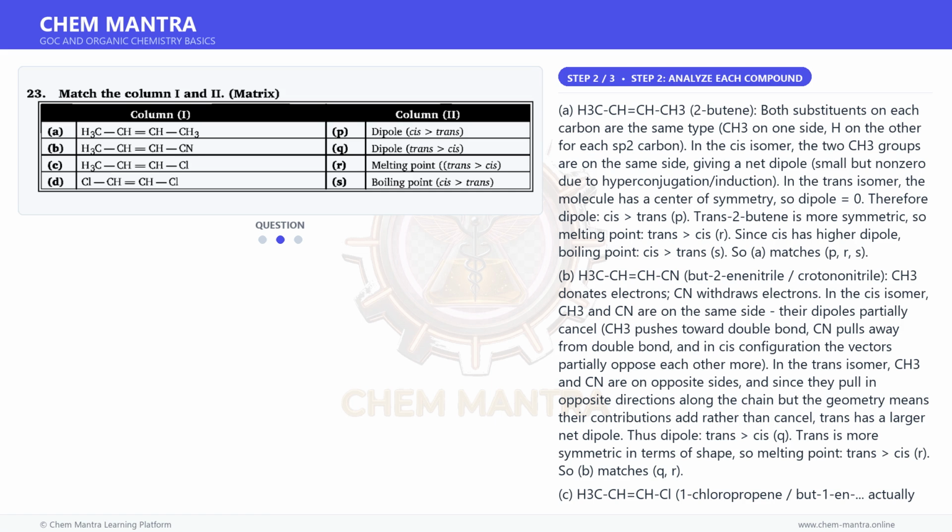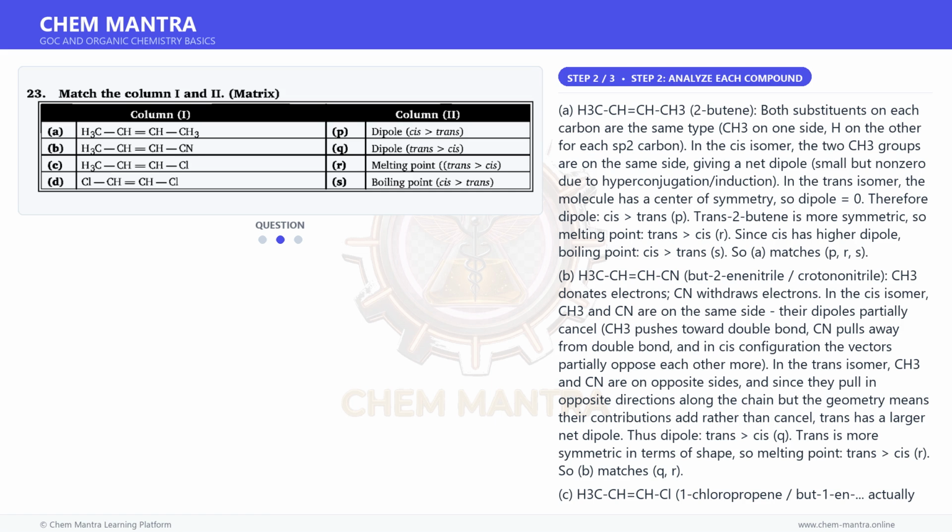C: H3C-CH=CHCl, 1-chloropropene. Actually, CH3 is electron donating, Cl is electron withdrawing. Similar to the CN case, in the trans isomer the opposing groups, CH3 on one carbon and Cl on the other, create a larger net dipole than in the cis isomer, where partial cancellation occurs. Thus dipole: trans > cis, Q. Trans has a higher melting point, R. So C matches Q, R.